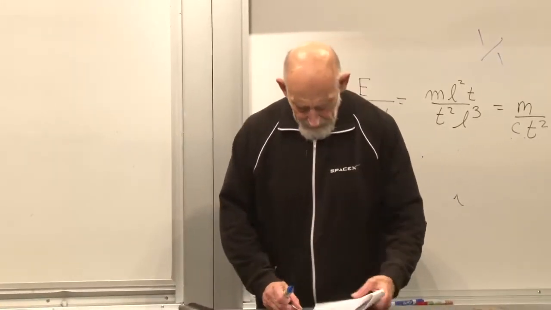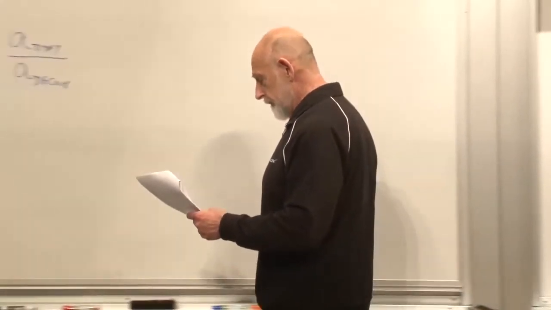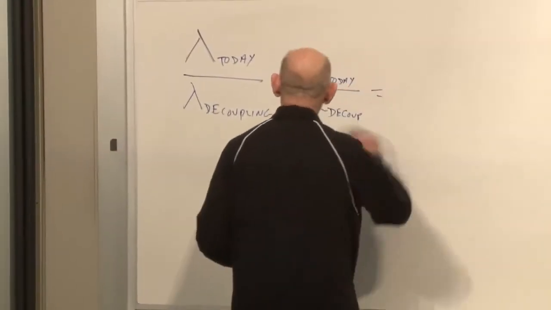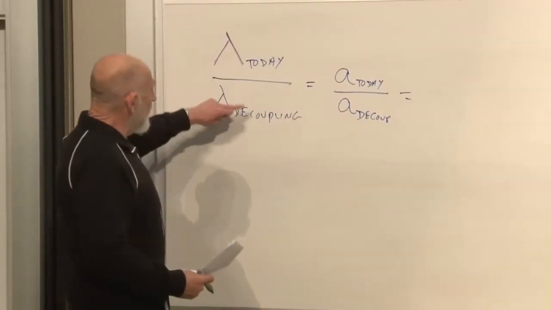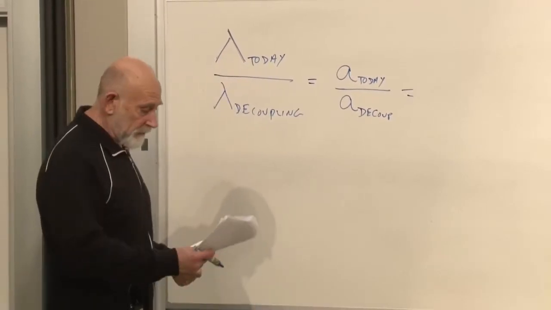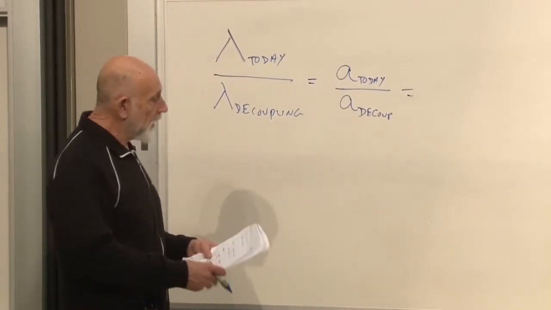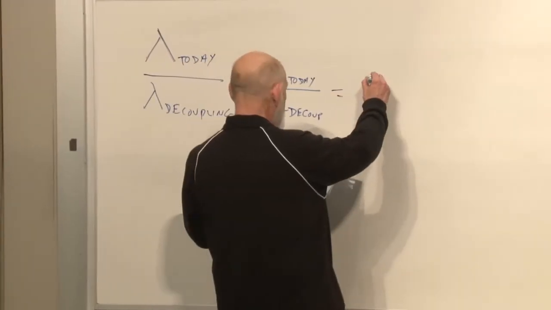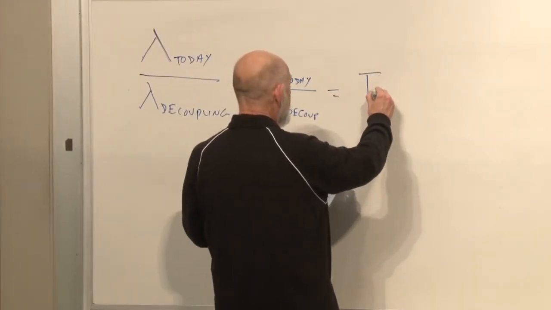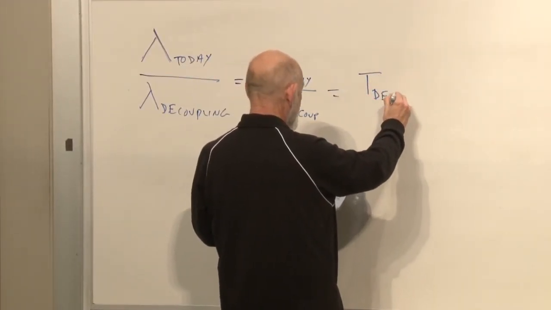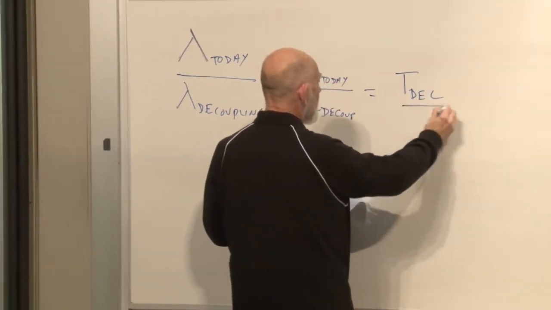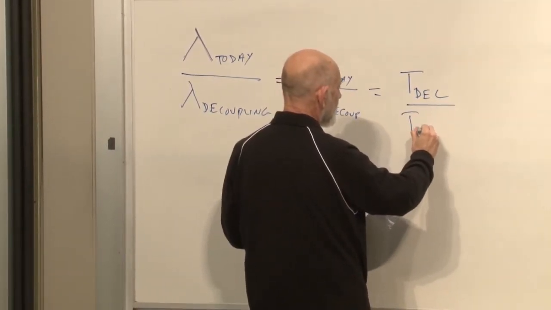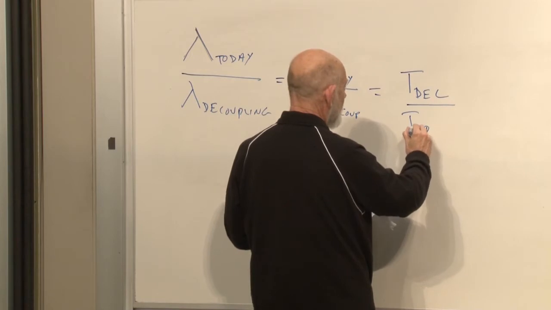Okay. It is also equal, since the wavelengths are inversely proportional to the characteristic temperature, to the ratio of the temperature at decoupling to the temperature today. T today.